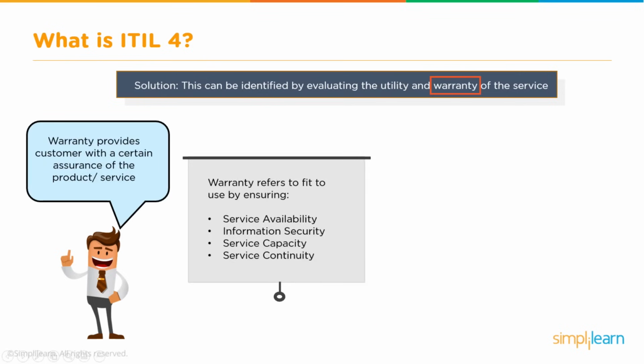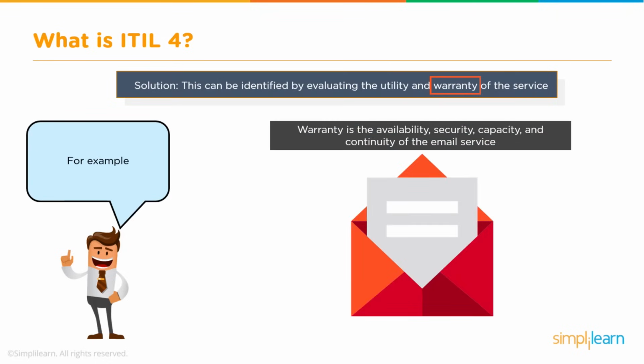Similarly, warranty refers to providing the customer with certain assurance about the product, like service availability, information security, service capacity, and service continuity. These four, service availability, information security, service capacity and service continuity, have to ensure that the specific service provided has solutions which will safeguard these requirements of the service, and the service will become fit for use. If I take a similar example of the email service which we discussed just now.